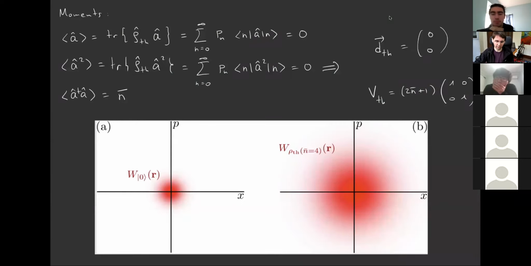So this is essentially a thermal state. It's this kind of Gaussian state. It looks extremely simple in phase space, but look at how deep it is and how many interesting features it has related to statistical physics.